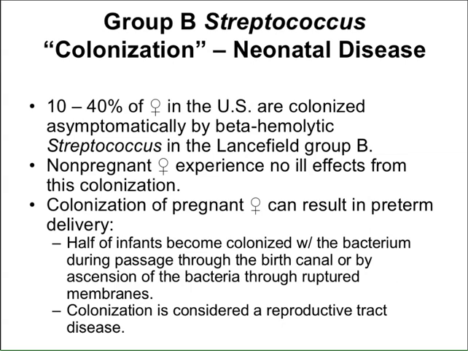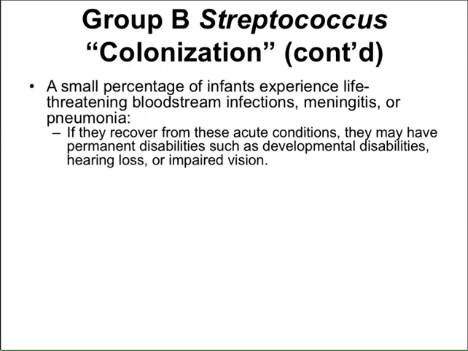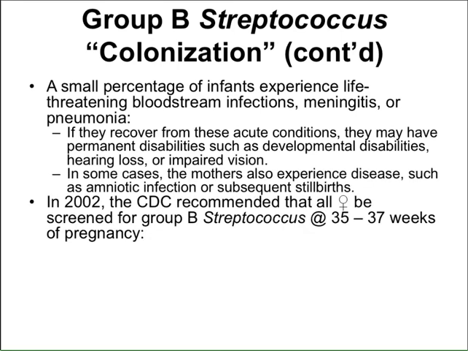Half of the infants get colonized with the bacteria during passage through the birth canal or ascension of the bacteria through ruptured membranes. The colonization is considered a reproductive tract disease. A small percentage of infants have life-threatening blood infections leading to meningitis or pneumonia. If they recover from these acute conditions, they can have permanent disabilities such as developmental disabilities, hearing loss, or impaired vision. In some cases, the mothers experience the disease as amniotic infection, or subsequent stillbirths can be an outcome of this.